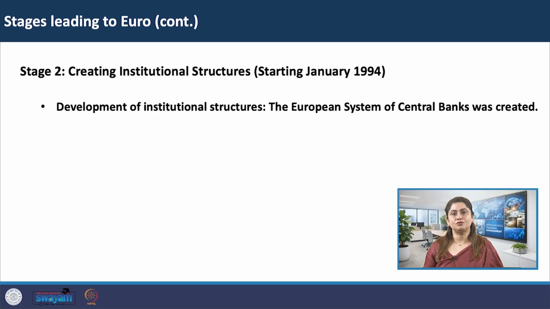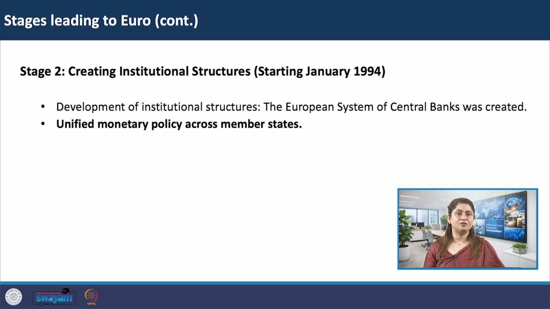Stage 2 moved to the institutional level. Remember, for a monetary union to work, you can't have each country's central bank do its own thing. You need unified policy making. So, the European system of central banks was created. This was the institutional infrastructure that would eventually become the European Central Bank. Countries also began moving towards unified monetary policy across member states. Central banks started coordinating more closely. Interest rates began to converge.